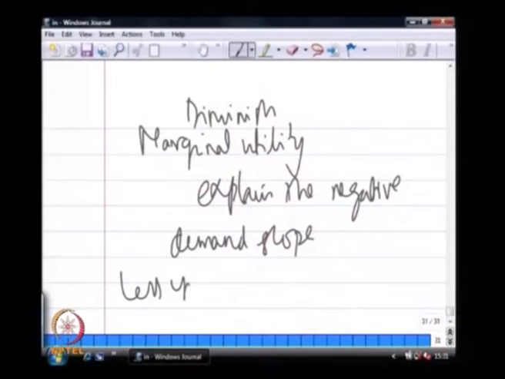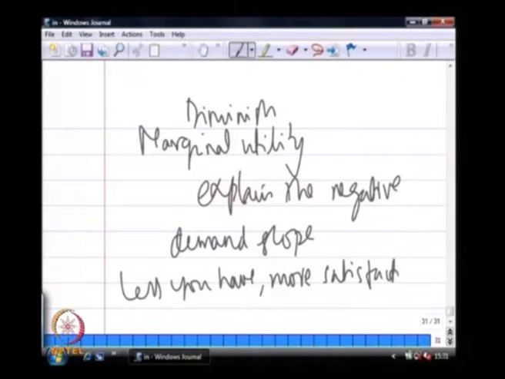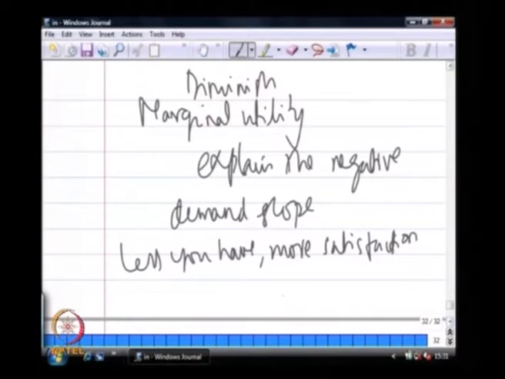The reason is because the less of something you have, the more is the satisfaction you gain from each additional unit you consume, more satisfaction from each additional unit.